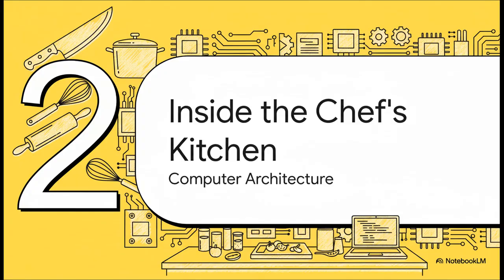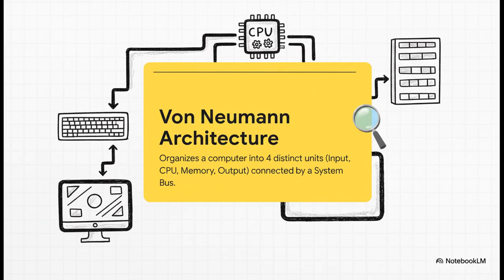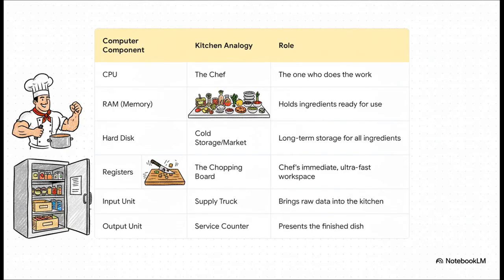All right, so now we know why we need a translator. The next thing we need to understand is the place where our instructions are actually going to be carried out. And I want you to think of a computer not as some magic box, but as a highly organized professional kitchen. And this whole kitchen layout isn't just some random metaphor. It actually has a formal name, the von Neumann architecture. This is the fundamental blueprint for pretty much every computer ever made, and it breaks the machine down into a few key logical parts.